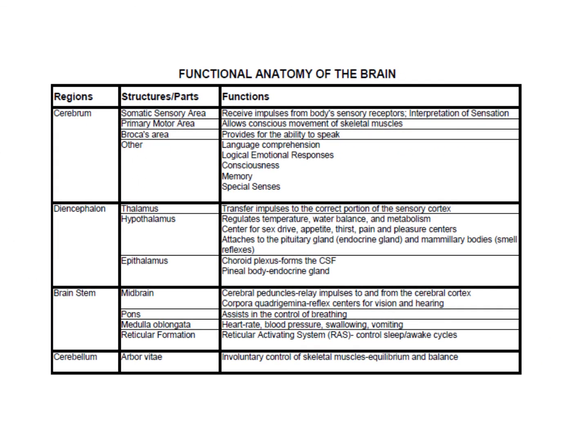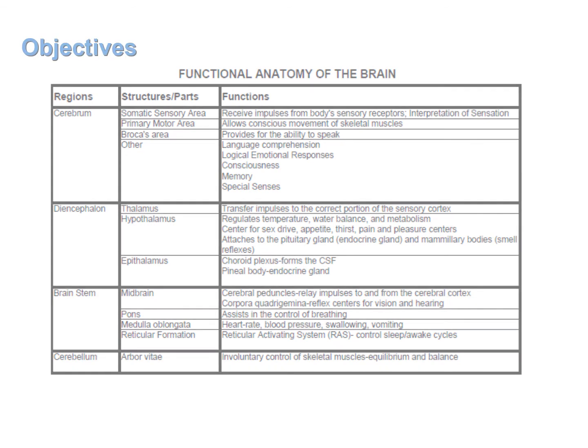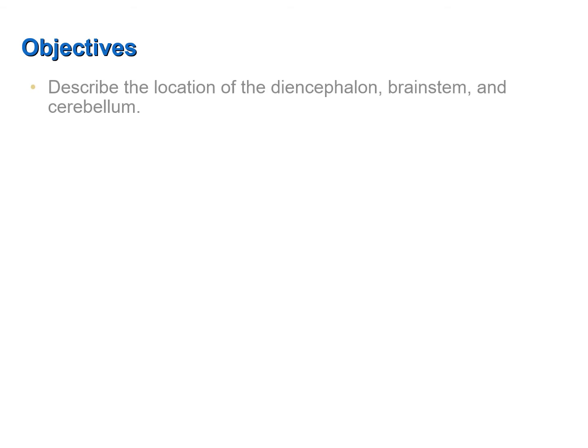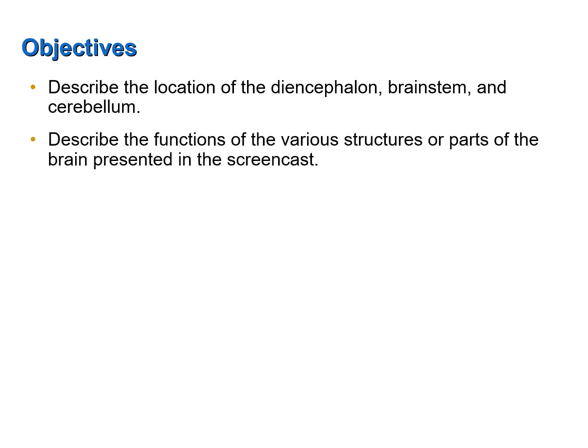This table that I have provided to you on Blackboard summarizes the various structures and the functions that you should know. Let's now review the objectives of the screencast. Describe the location of the diencephalon, brainstem, and cerebellum. Describe the functions of the various structures or parts of the brain presented in the screencast.